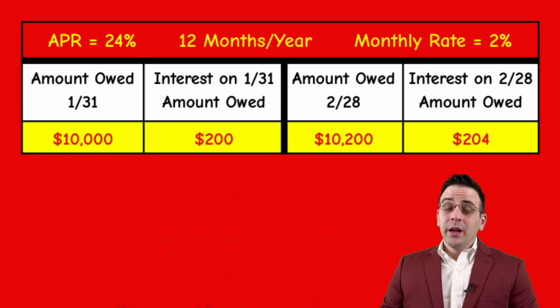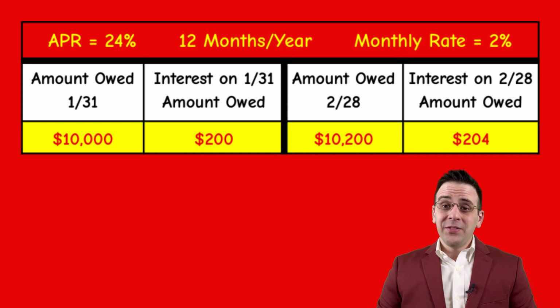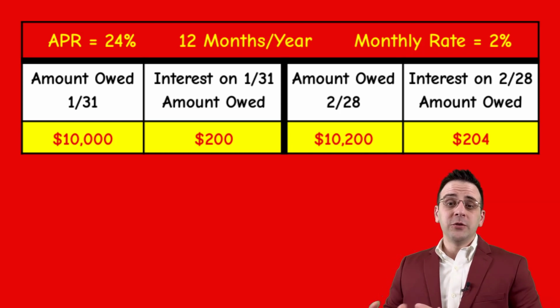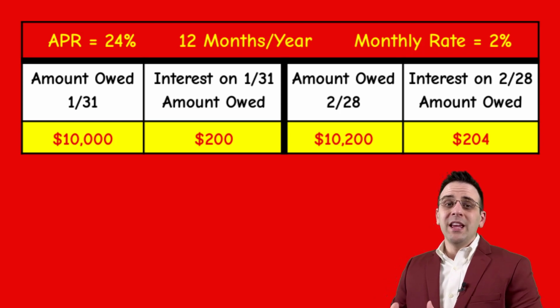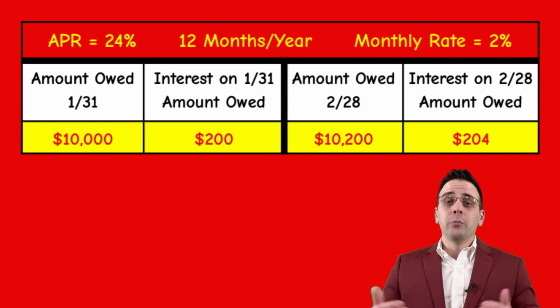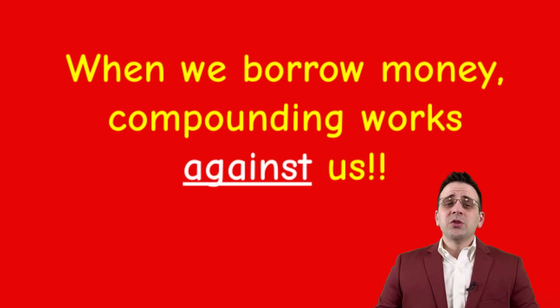Why were you charged an extra $4 of interest in February versus January if your interest rate didn't change? This is because in February, you were charged interest on the outstanding amount borrowed of $10,000, and you were also charged interest on the unpaid interest from January of $200. That is, you were charged interest on the unpaid interest as well as on the principal. This brings us to one of the most important facts about debt.